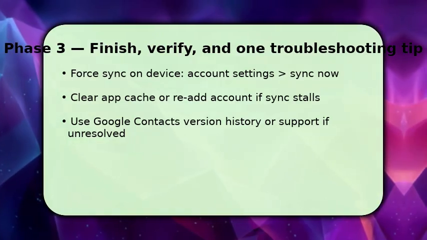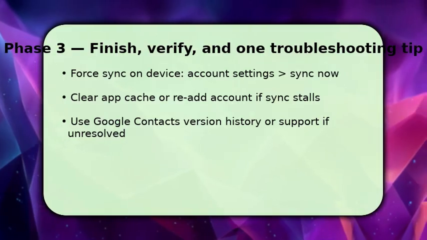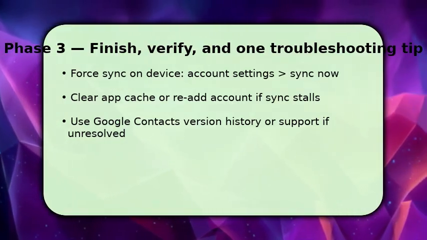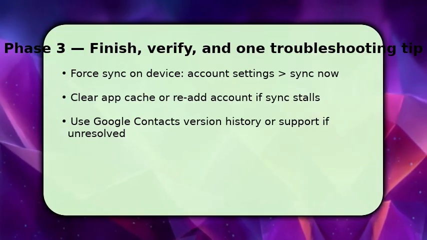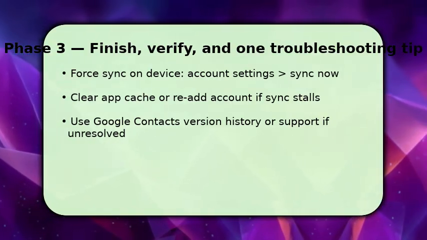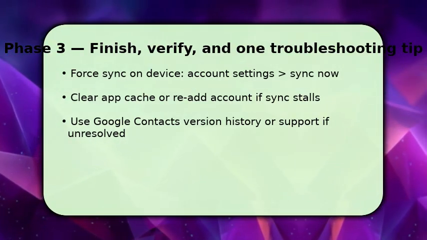This refreshes tokens and often fixes conflicts. Once done, confirm labels, photos, and phone numbers match. If contacts still miss, use Google Contacts undo/restore history again or contact support.